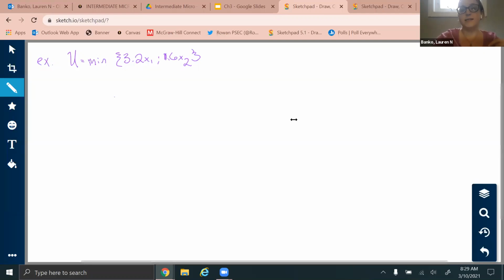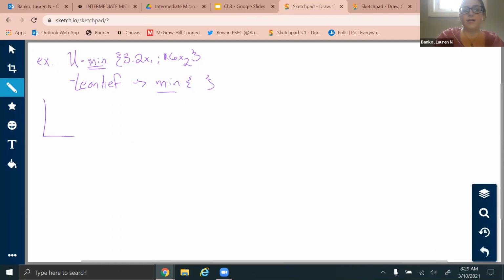This function is Leontief, or perfect complements. You should know this based on the minimum. Leontief will always have a minimum of something inside, always. Whenever you see a minimum, it's never going to be anything else: Leontief.